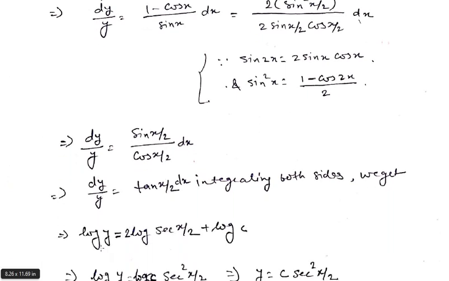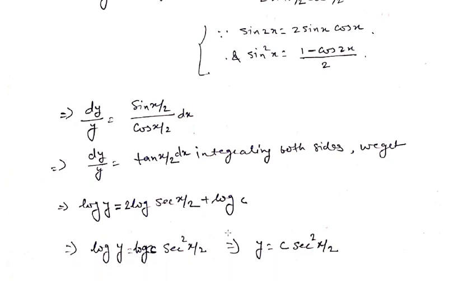So we get 1 upon y, its integration is log y is equals to 2 log sec x by 2, as integration of tan x by 2 is log sec x by 2, and then x by 2 its coefficient 1 by 2, so divide it by 1 by 2, so we get 2 log sec x by 2 plus log c, which is an arbitrary constant.